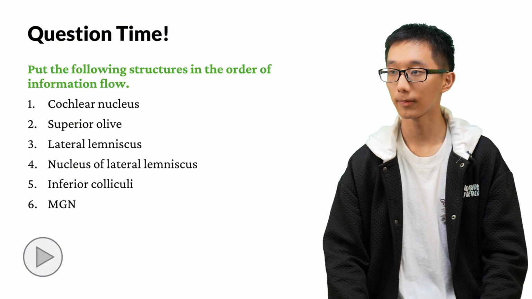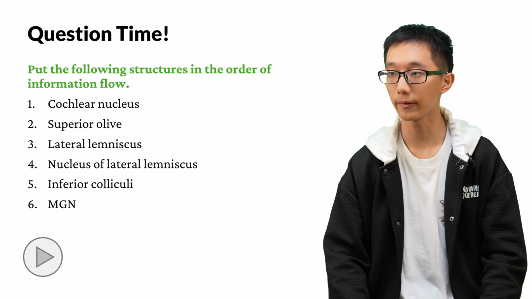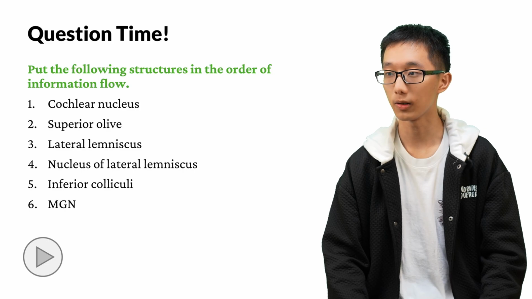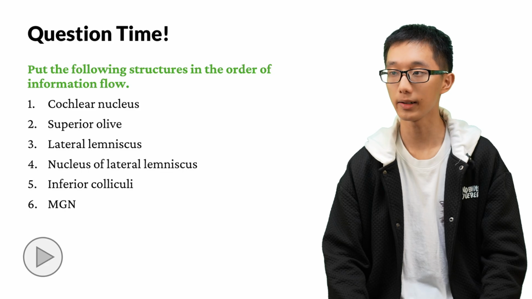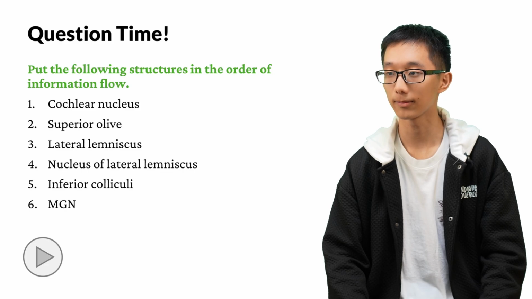This is the answer. The first one is the cochlear nuclei, followed by the superior olive, the lateral lemniscus, the nucleus of lateral lemniscus, the inferior colliculi, and at the end, the medial geniculate nucleus.